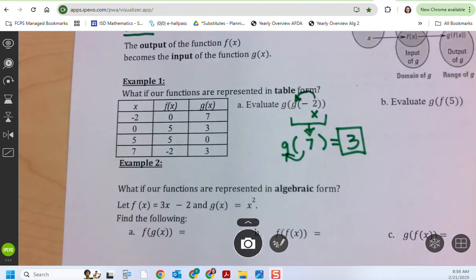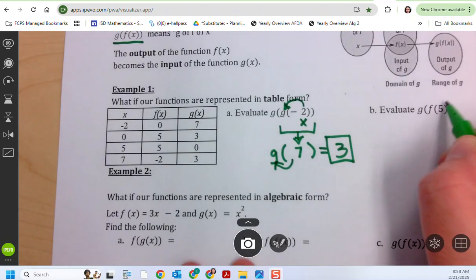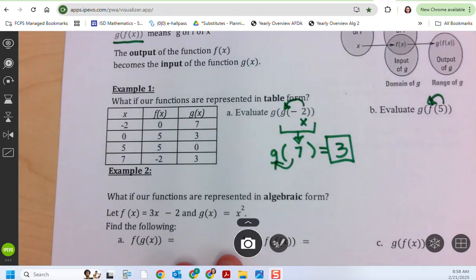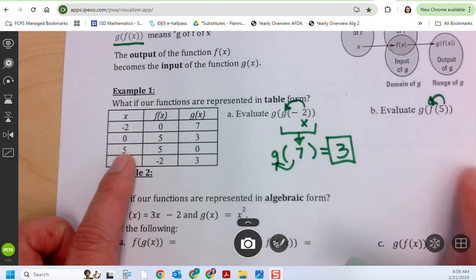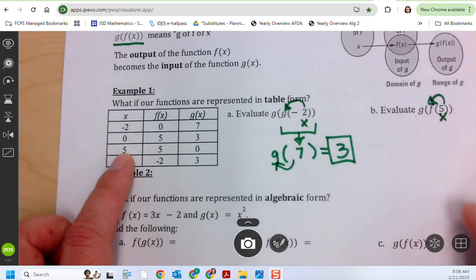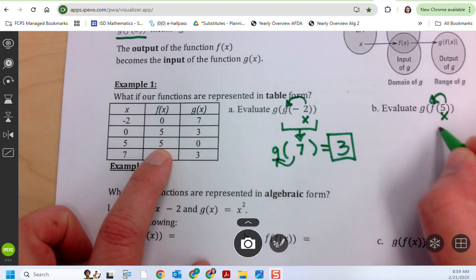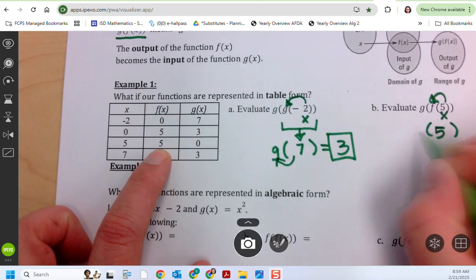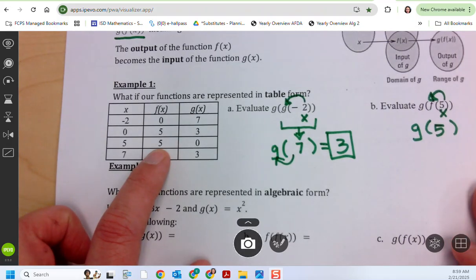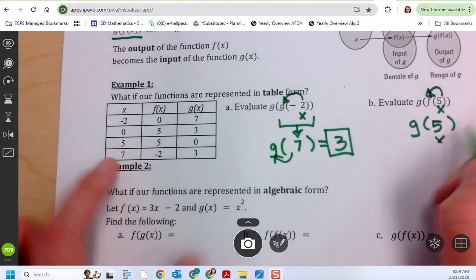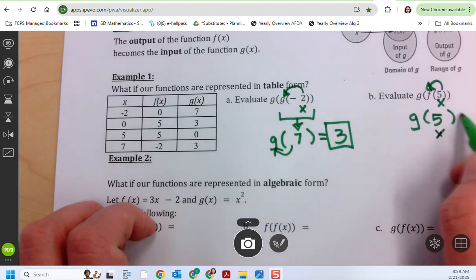I want you to try B. All right, let's go. You put 5 into f. Here's your 5. That's your x value. What did you get out from f? Yes, 5 is the right thing. See how 5 is the f value? Okay. So you get 5 out, and that goes now into g. So 5 is your input again, but this time we go to g, and your output is what? 0. Yeah.